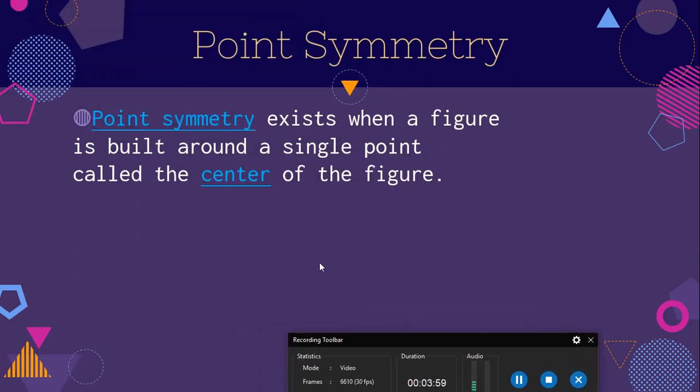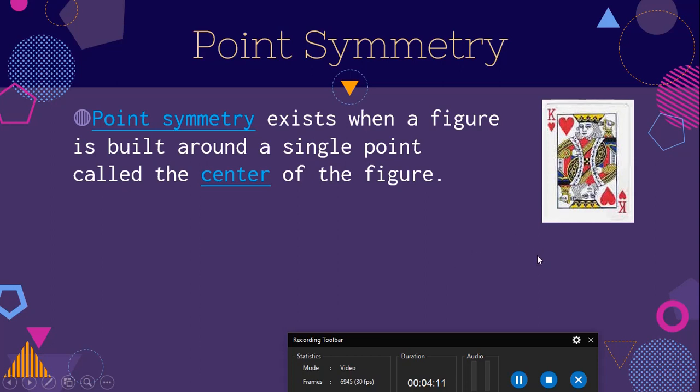The next type of symmetry is called point symmetry, and basically you have a figure that is built around a center. This King of Hearts playing card does have a center, and it would be located right here in that black box in the center of the king's belt.